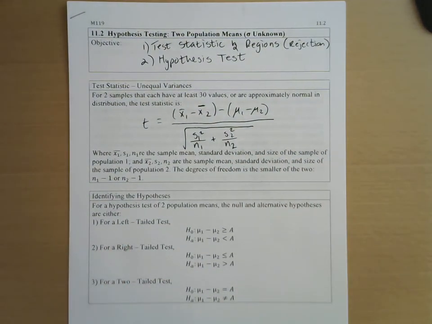And this x bar 1, s1, n1 are the sample mean, standard deviation, and size of the sample from population 1. X bar 2, s2, n2 are the sample mean, standard deviation, and size of population 2. It doesn't actually matter which population you label as 1 or 2. Just make sure you're consistent. Then the degrees of freedom that you use is the smaller of either n1 minus 1 or n2 minus 1. So you look at both and then you pick your smaller one.